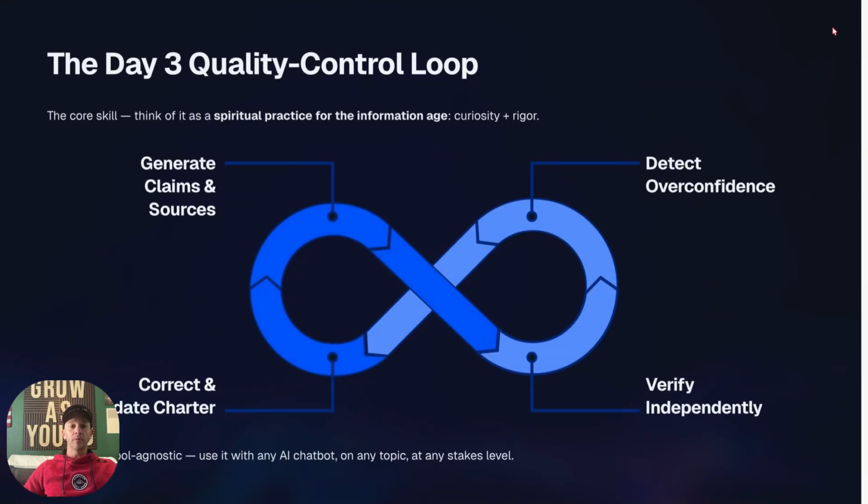The day 3 quality control loop. The core skill, think of it as a spiritual practice for the information age, curiosity and rigor. So we're going to generate some claims and some sources. From there, we're going to verify those claims and sources independently, meaning we are going to go out and verify those in various ways. We are going to detect any overconfidence from the AI, and from there we're going to make any corrections and update our charter if these corrections are substantial enough to make a core update to the charter. This loop is tool agnostic. You can use it with Chat, you can use it with Gemini, you can use it with Claude, any of the major hitters.